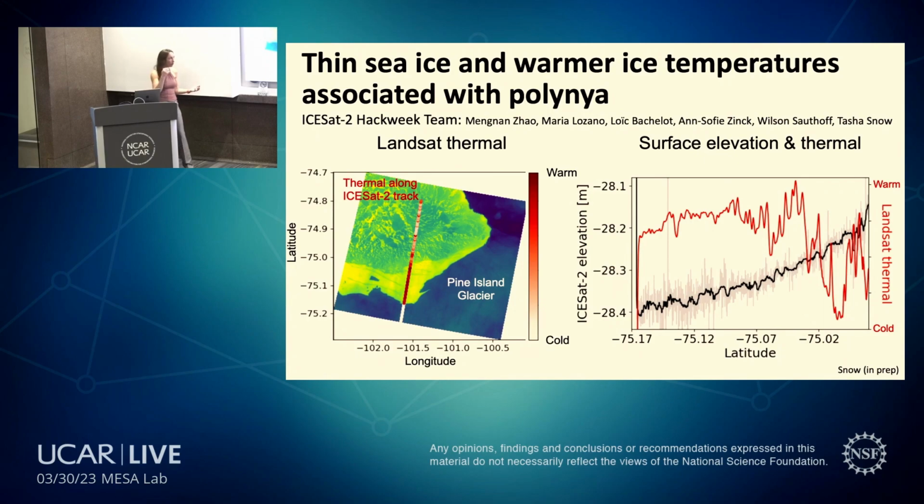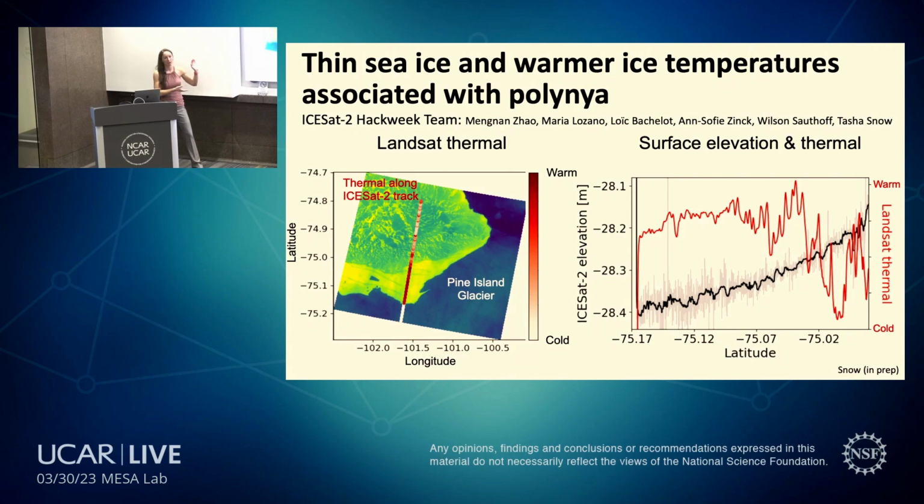On top of that, we're using thermal data in conjunction with surface elevation data to think about how sea ice may be thinner in these polynyas because warming is occurring there in wintertime, or to look at surface plumes to see if we can see plumes associated with warm temperatures.